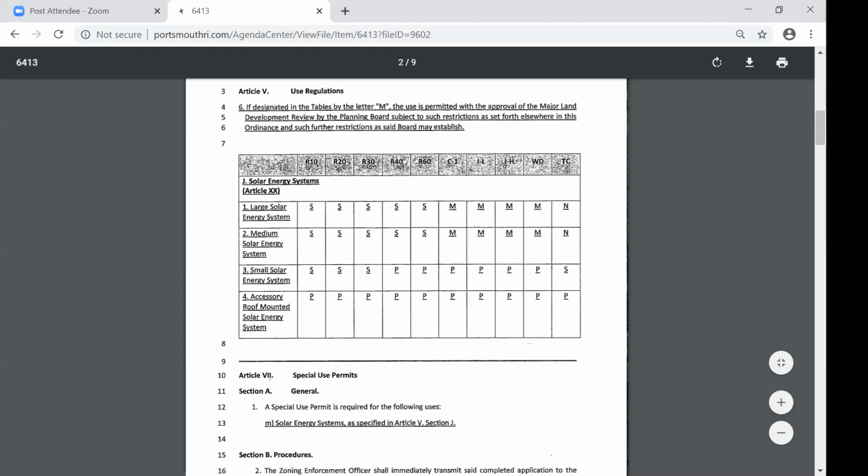When you get into commercial areas, light industry areas, heavy industry areas, and the waterfront district, it changes to an M. And the reason it changes to an M is that you don't need to go to the zoning board because these areas by nature are commercial or industrial. And this is a fairly innocuous use that we're going to allow there as a matter of right. M stands for Major Land Development Review, which means it has to go to the planning board. Again, in my experience, the zoning board is the one that decides whether something should be in a neighborhood, and the planning board is the one that decides whether they did it right.